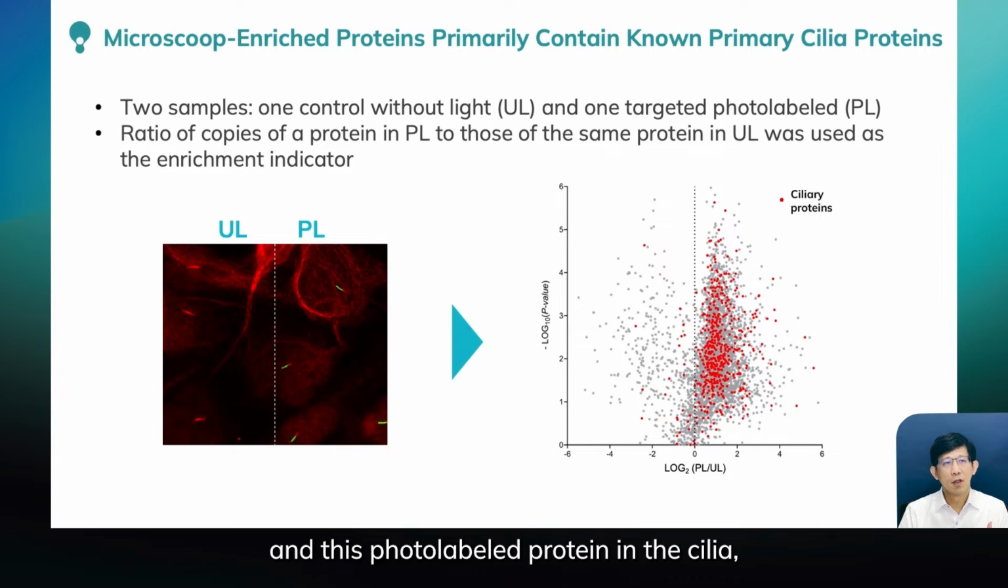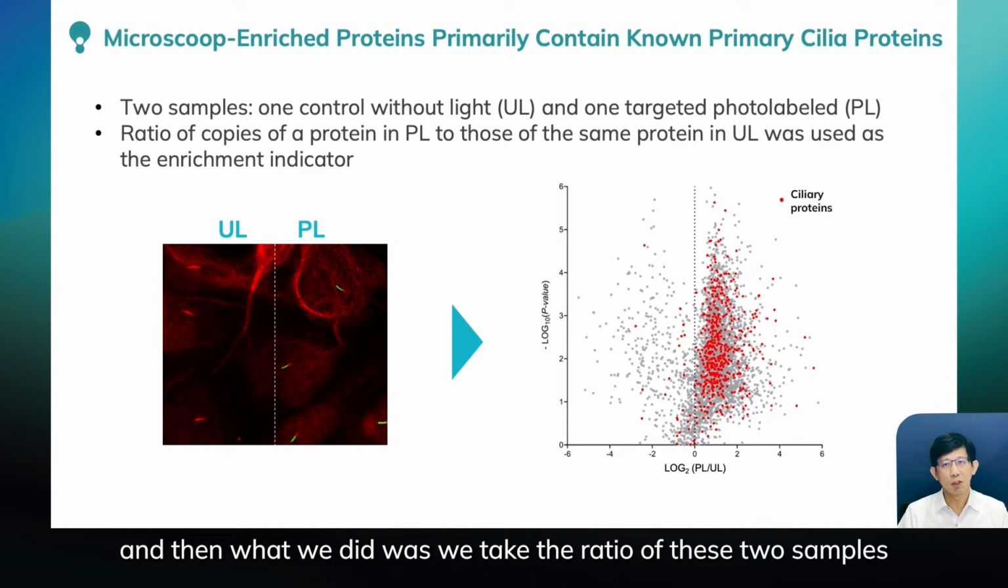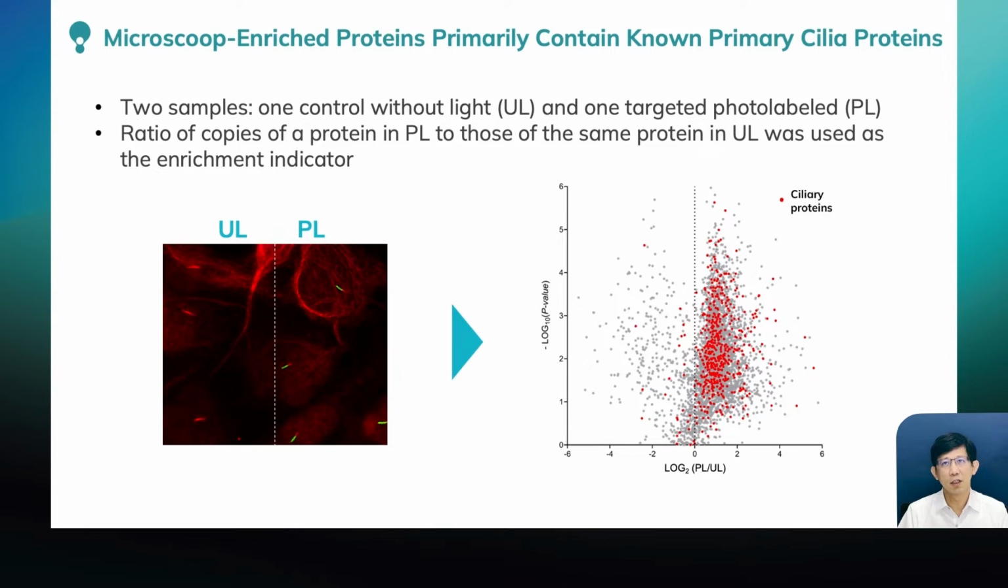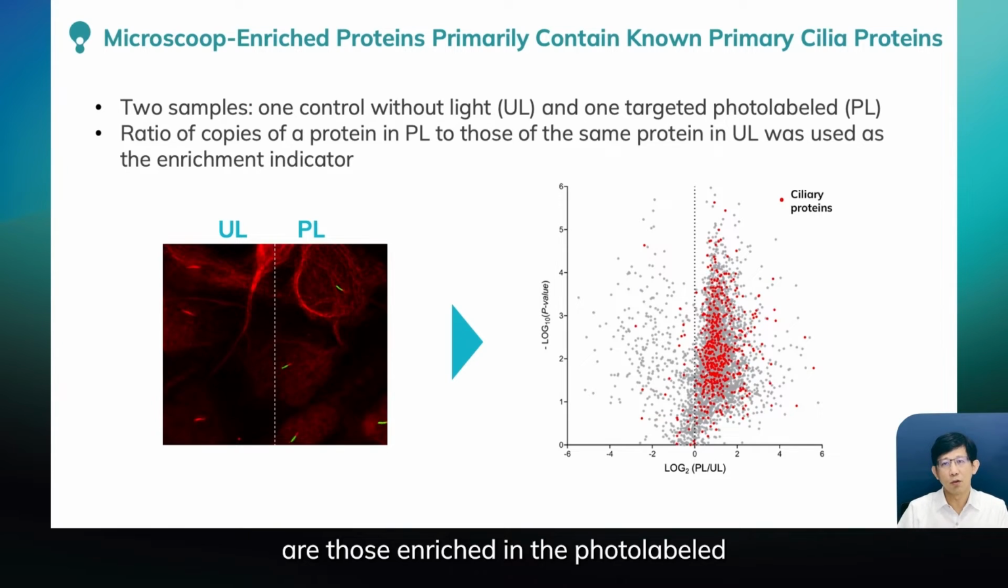And this photo-labeled protein in the cilia, then you do both samples using mass spec to get a proteome for both. And then what we did was we take the ratio of these two samples for each different protein, and then the copy number, more copies in the photo label are those enriched in the photo label, right? So you have some protein still showing low copy in the unlabeled one, but the one in the labeled will be increased significantly.